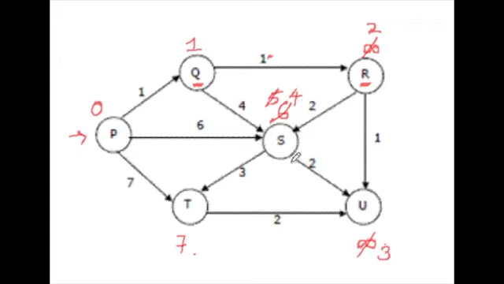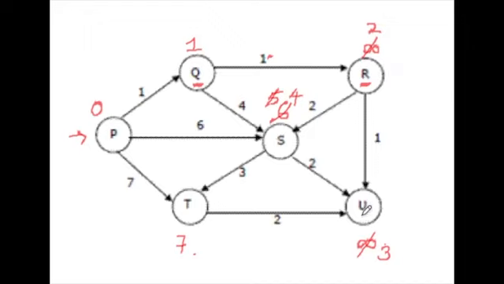So I'll take 4. So these two vertices are updated. Now how many vertices are remaining? T, U and S. 3 are remaining. 2 are already selected. We found the shortest path. Now I have to pick the next smallest one.